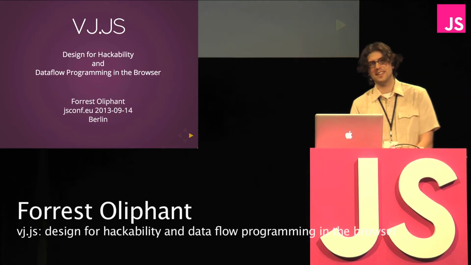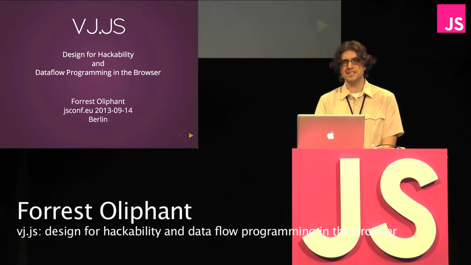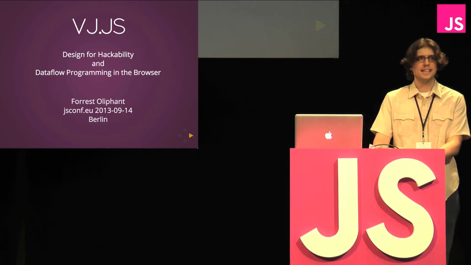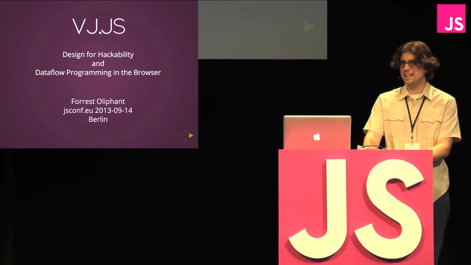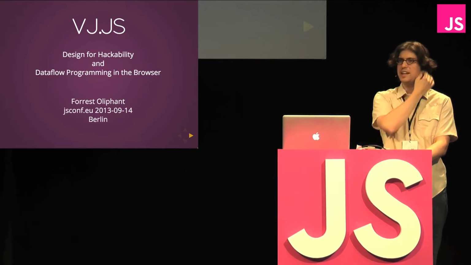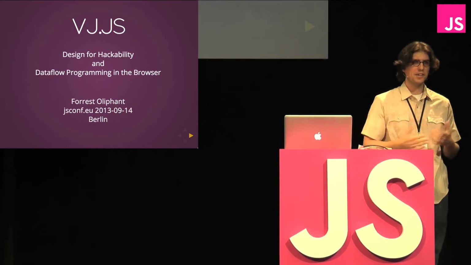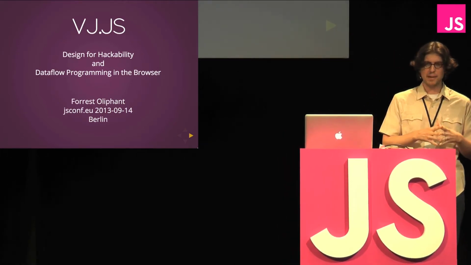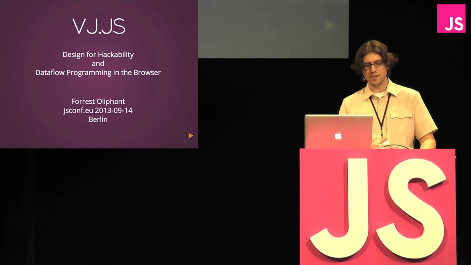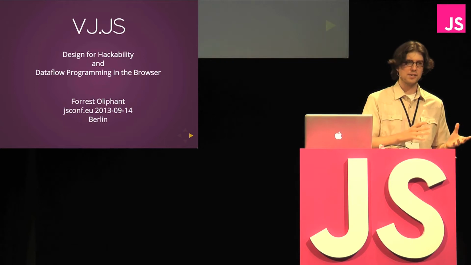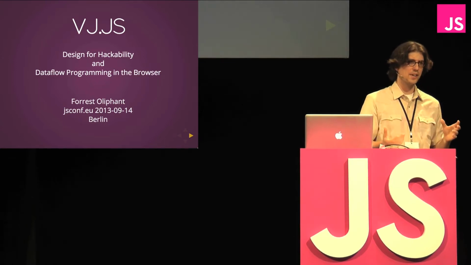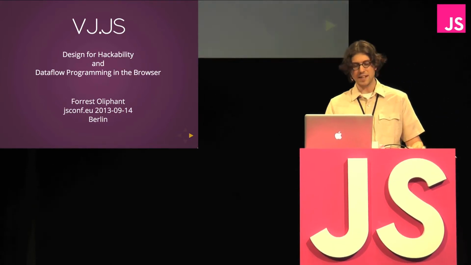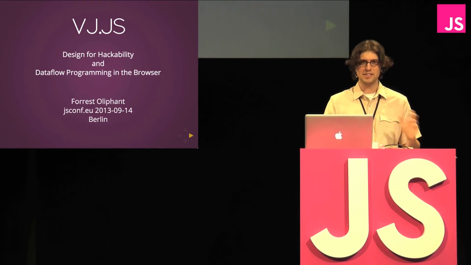So I started off calling my talk vj.js, but it's kind of migrated more towards the subtitle now. Design for hackability is what my master's thesis at Media Lab Helsinki was about. And I was thinking of ways to make coding more accessible. The way that I have been exploring is data flow programming in the web browser. So it's making coding more accessible for non-coders, but there's also value for coders, for encapsulating functionality and making things reusable and easy to take apart and change how they work.